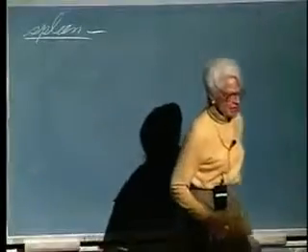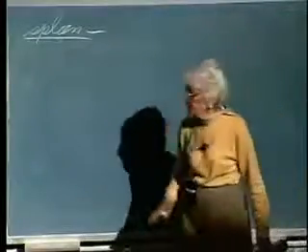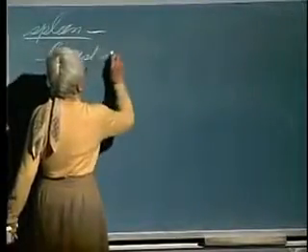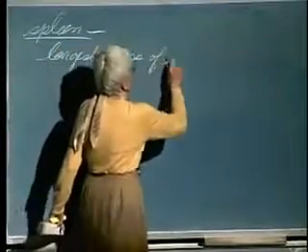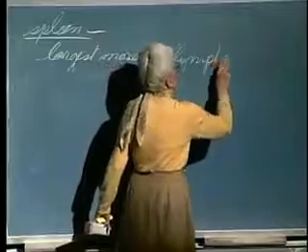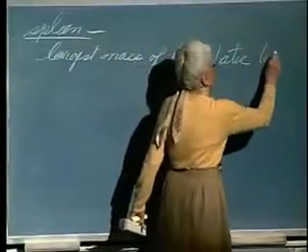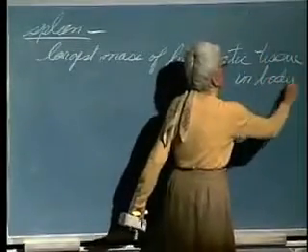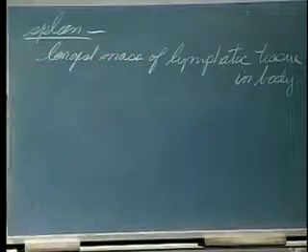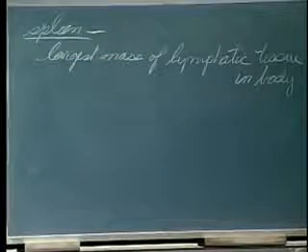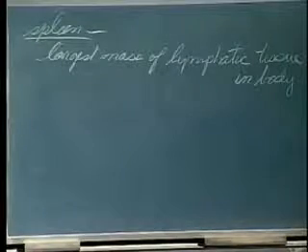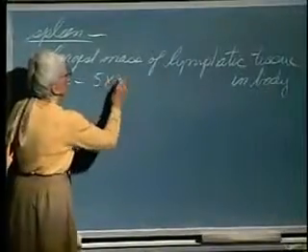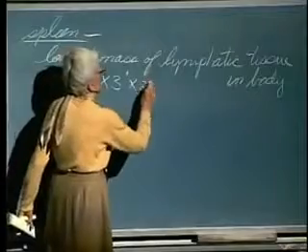It's the largest mass of lymphatic tissue in your body. So we'll start and give it that: largest mass of lymphatic tissue in body. How big is it then? It's 5 inches by 3 inches by 2 inches.